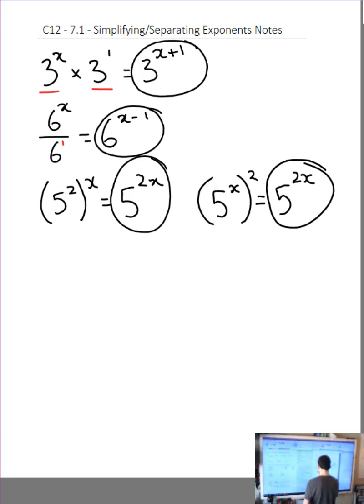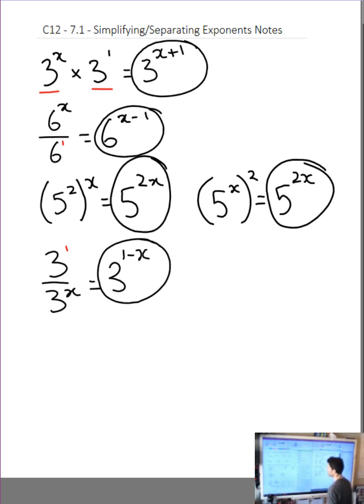Now, what about something like this? Well, again, if I don't see anything, I'm going to give an exponent of 1. Then I am simply going to subtract the exponents. It looks odd, but that's the rule, and we're going to leave it like that.